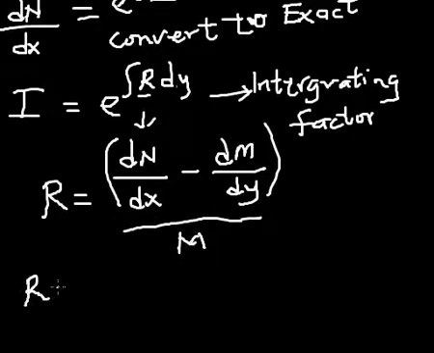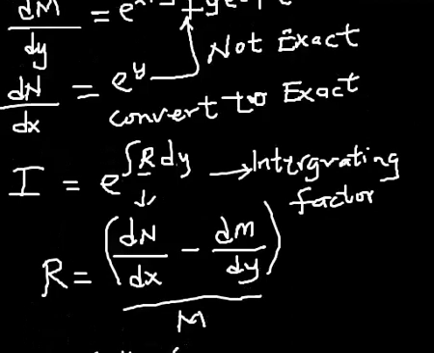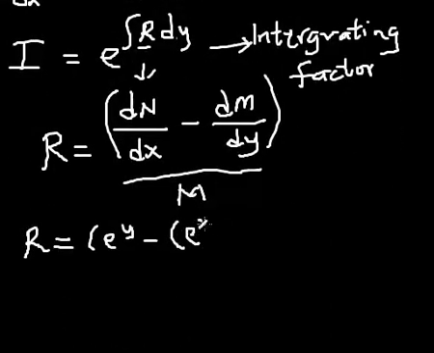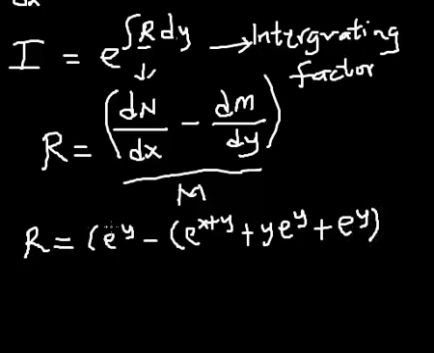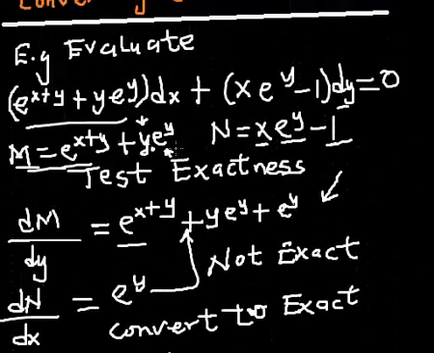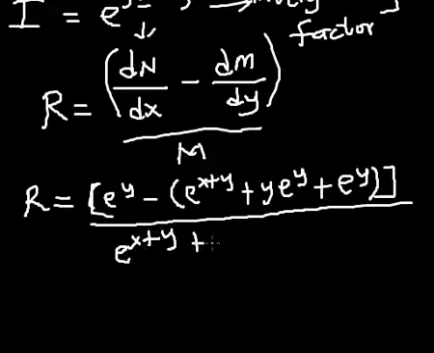So that means my R now is going to be ∂N/∂x, which of course you know is e^y, then minus ∂M/∂y, which we did here: e^x plus y e^y plus e^y. Close this bracket and of course close the outer bracket. Then all divided by M, which of course we know is e^x plus y e^y.